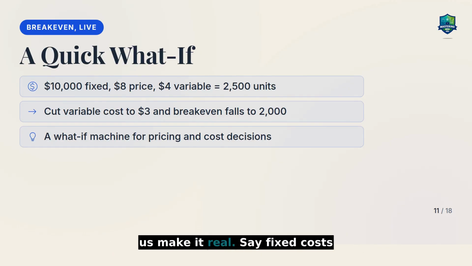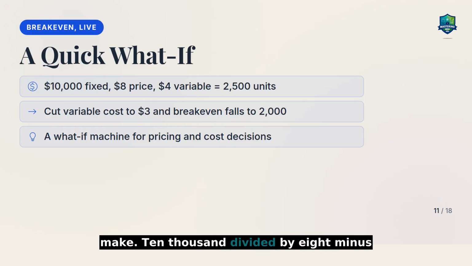Let us make it real. Say fixed costs are $10,000, your price is $8 a unit, and each unit costs $4 to make. 10,000 divided by 8 minus 4 is 2,500 units to break even. Now get better at cost control and drop the variable cost to $3, and break even falls to 2,000 units. Break-even analysis is really a what-if machine for pricing and cost decisions.